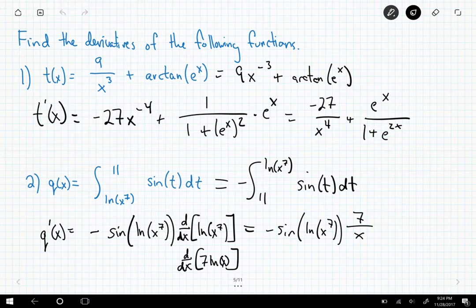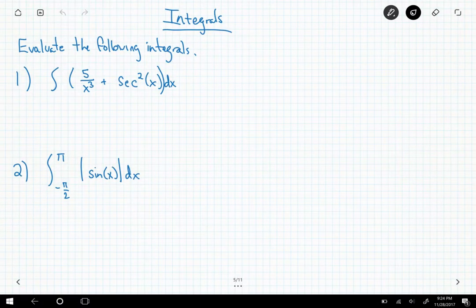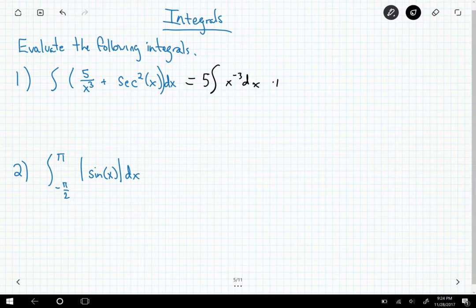Okay, with no other questions, let's move forward. Evaluate integrals. So we're evaluating the integrals here. How do we go about doing this? Well, first one, let's rewrite the first part, it might be a little bit simpler. We can write this as 5 times the integral of x to the negative 3 dx plus an integral of secant squared x dx. So two separate integrals might be a little bit easier.